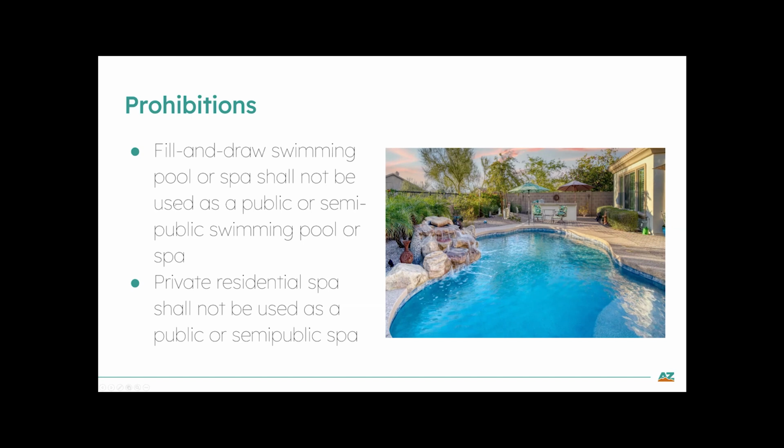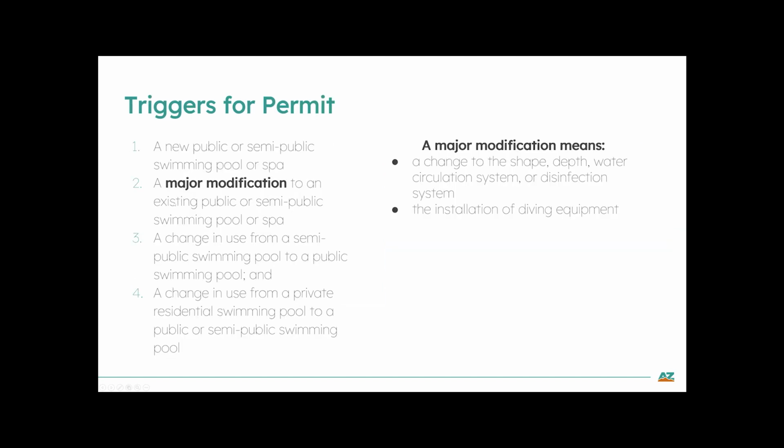Now, what triggers the need for a permit? Basically, if you're going to construct a new public or semi-public pool or spa, you got to come talk to us and get an application. It's located on our website. Or a major modification, or if you're changing from a semi-public or a residential pool to a public or semi-public pool. Now, if you already have an application and you're changing any shape, depth, water circulation, disinfection, sanitation, etc., or diving equipment, you got to come talk to us again because you got to amend your current permit.